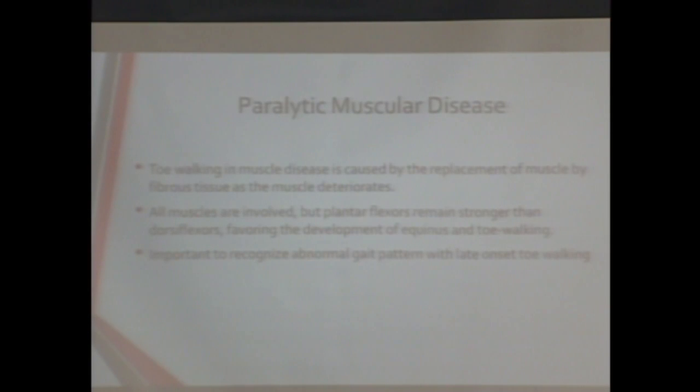Again, the take-home point with paralytic muscular disease or some type of muscular dystrophy like Duchenne's, there's a weakness involved, and oftentimes the toe walking in those instances will be kind of a late onset, where they maybe had late onset of walking in general, or at least close to delayed at 18 months, and while they were initially kind of a heel-toe or flat-foot gait, they then developed a toe walking gait.